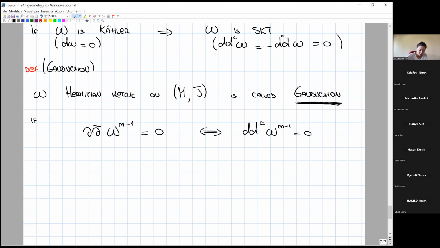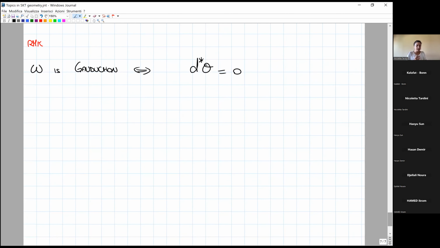Notice that omega is Gauduchon if and only if d star of theta equals zero. So if you remember, theta was the Lee form that we introduced at the beginning of this lecture. So we are saying that theta is co-closed. d star is the same operator that we mentioned before. And why is that? Well, it's an easy computation to show this equivalence.